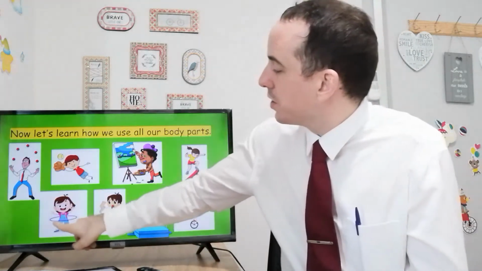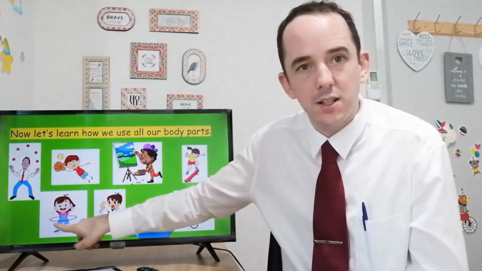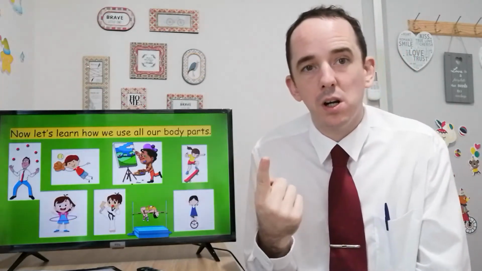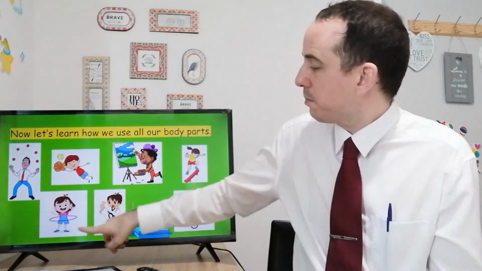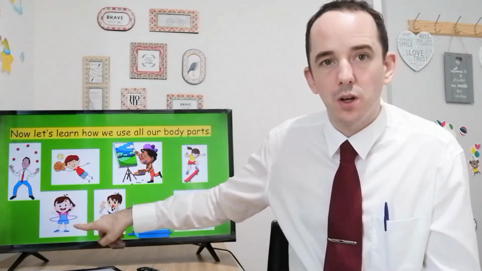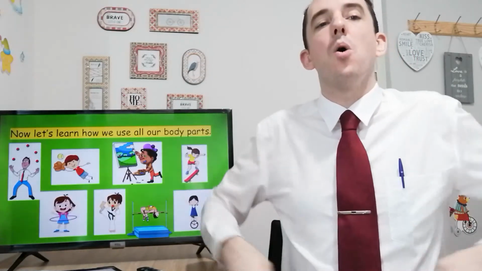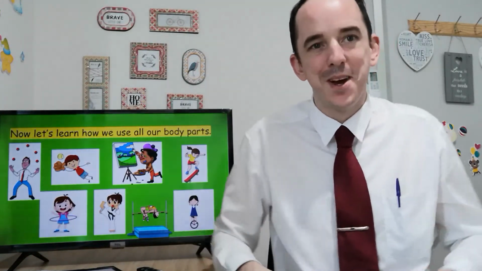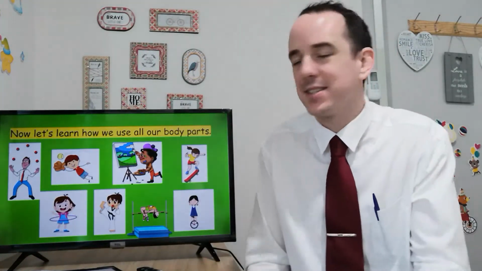I can do this. Do you know what this is called? It's called the hula hoop. And it's a special word we learned already. What body part does she use to hula hoop? She uses her waist. I hula hoop. I do the hula hoop with my waist.